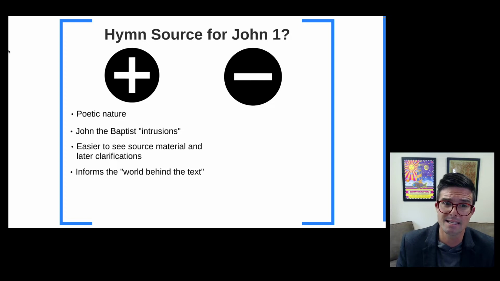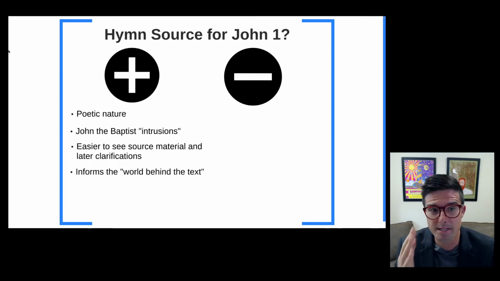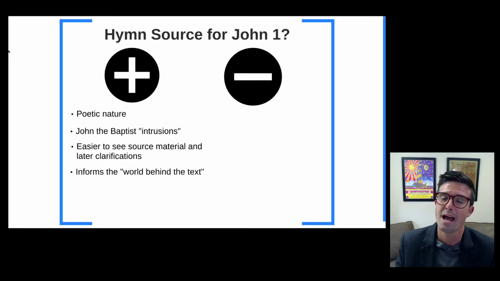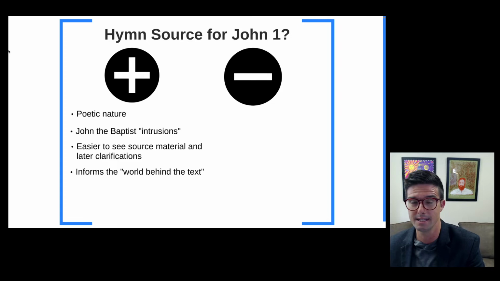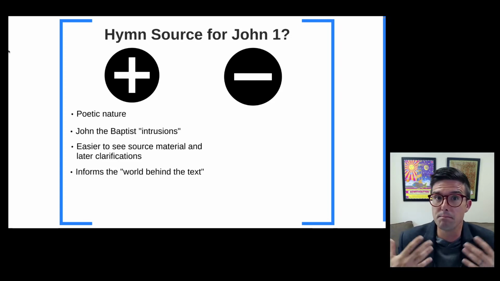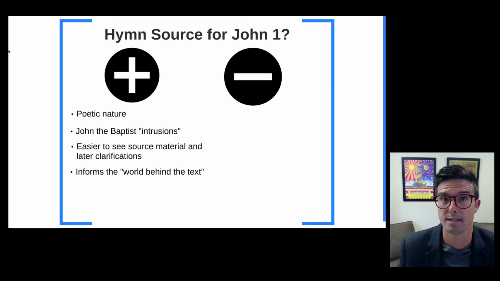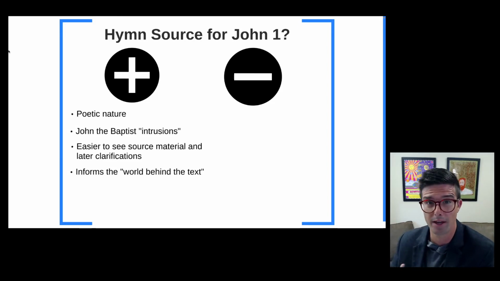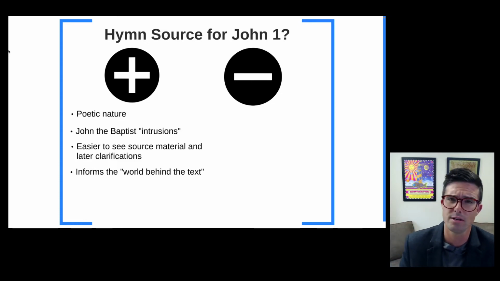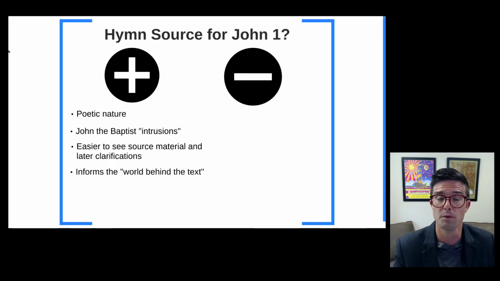It makes it easier for us to see the source material and the later clarification, so we can see those intrusions really clearly, and it gives us a sense of maybe what at different points in time the people or the audience that used this text, this hymn, what they valued and what later people valued, or what a later editor might have valued. So in this way, it informs the world behind the text.